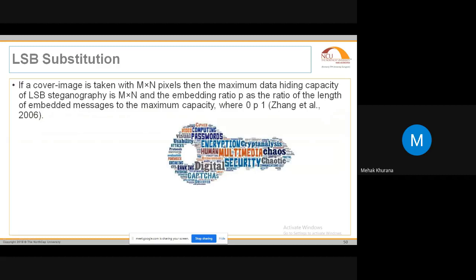So LSB substitution. I think somebody's mic is not muted.